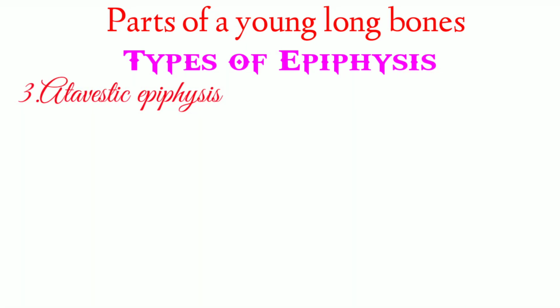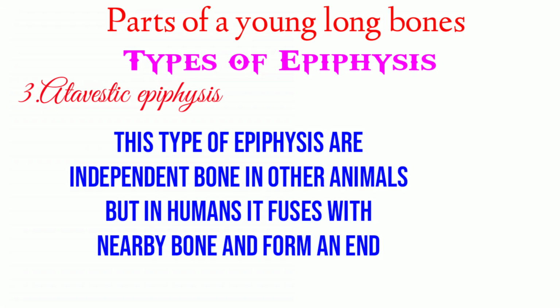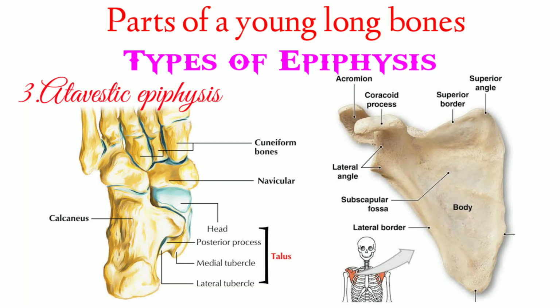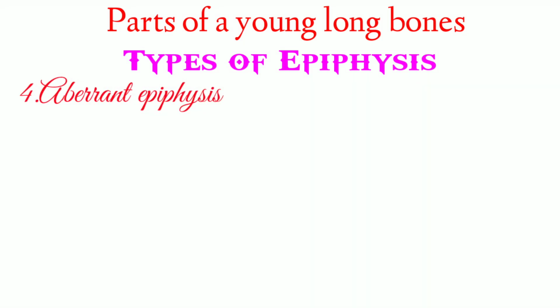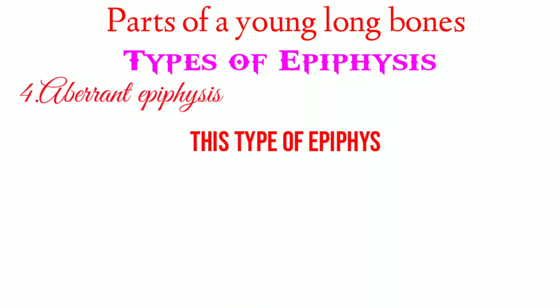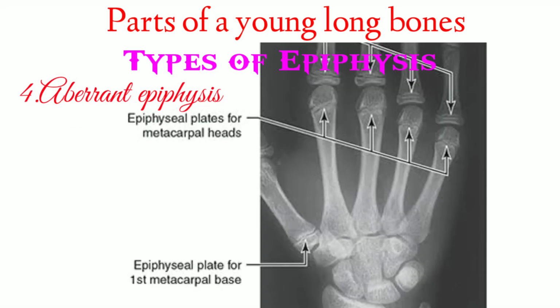Next one, atavistic epiphysis. These epiphyses are independent bones in other animals, but in humans these bones are fused with a neighboring bone. Example, the coracoid process of the scapula and lateral tubercle of the talus. And the next, aberrant epiphysis. It is not always present. It is an unusual epiphysis. This type of epiphysis is found at the head of the first metacarpal and at the base of other metacarpals.